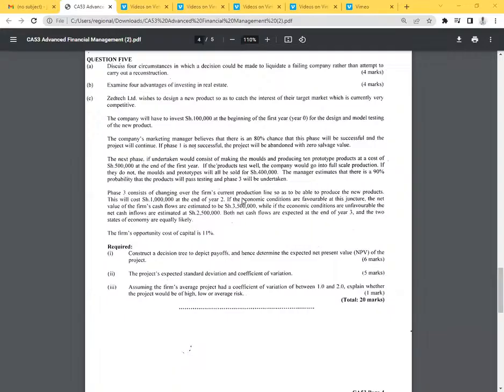They've told us here that if the economic conditions are favorable at this juncture, the net value of the firm's cash flows is estimated to be 3.5. While if the economic conditions are unfavorable, the net cash inflows are estimated at 2.5 million. Both net cash flows are expected at the end of year 3, and the 2 states of economy are equally likely. The firm's opportunity cost of capital is, look at this, equally likely.